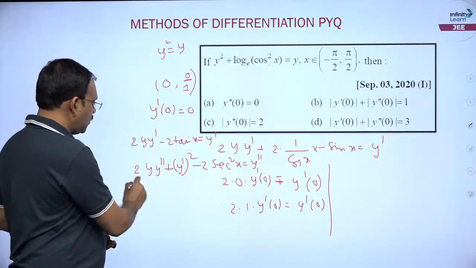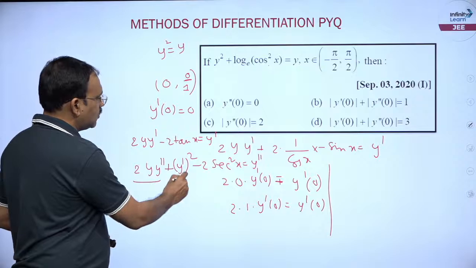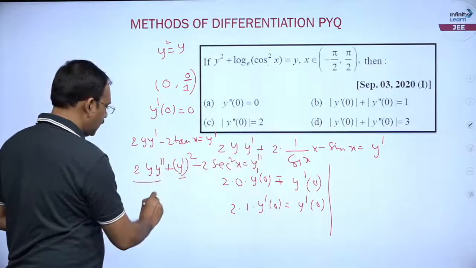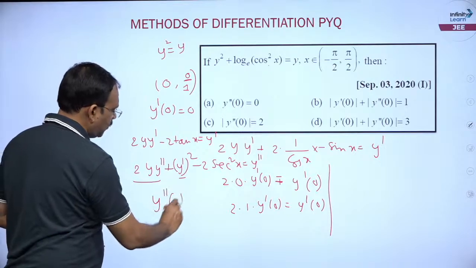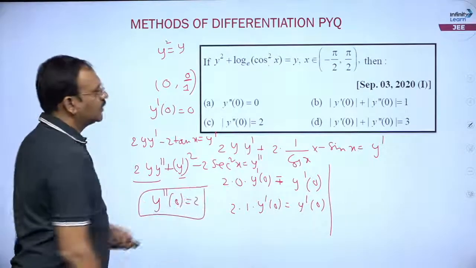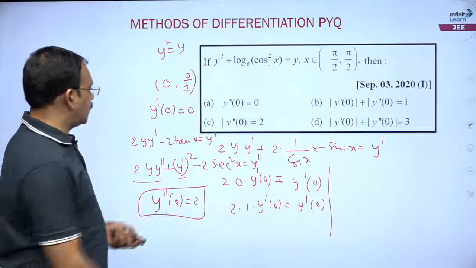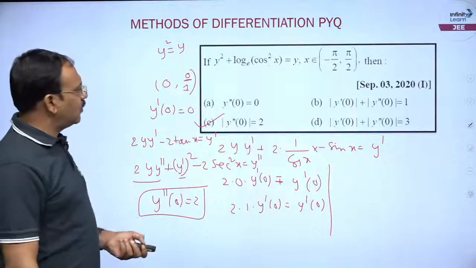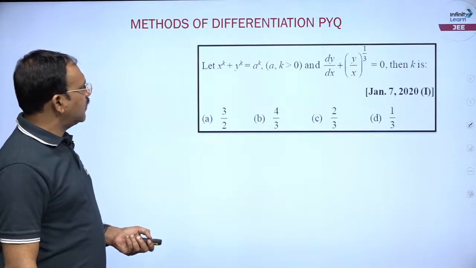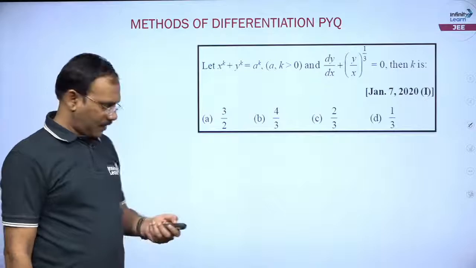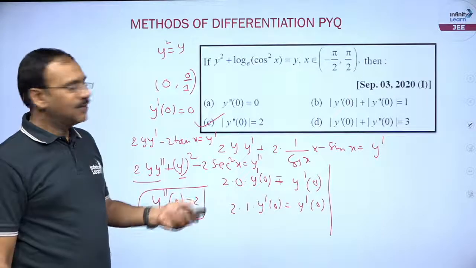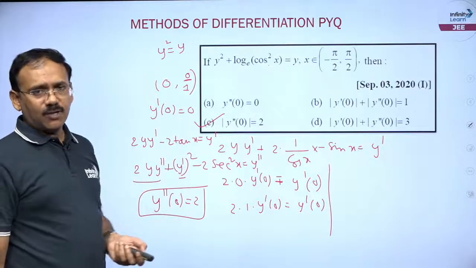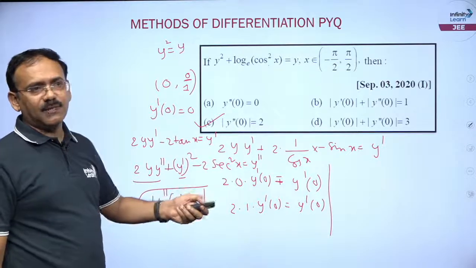Y of 0 is 0, this is gone, this is 0, this is also gone, this is 2 minus 2, y double dash of 0. So y double dash of 0 is going to be 2, dear friends. So I can go with option C, that is it. So friends, in the same way, this problem I think you got clear. It is not a functional relation, it is an implicit function. I have taken derivative and I have observed, right.